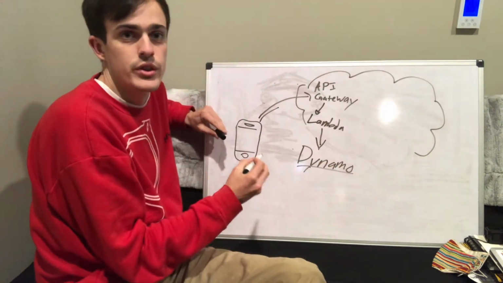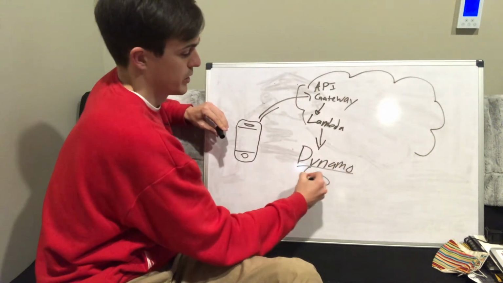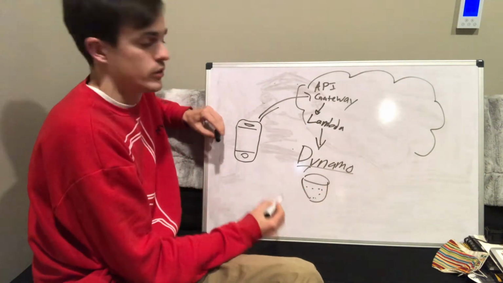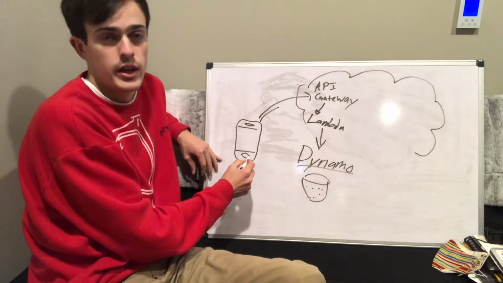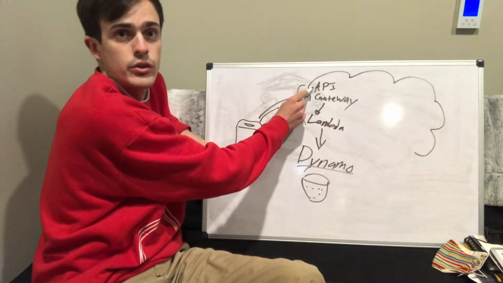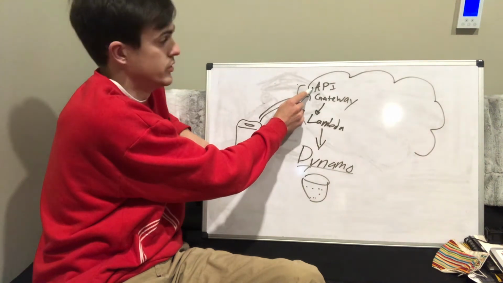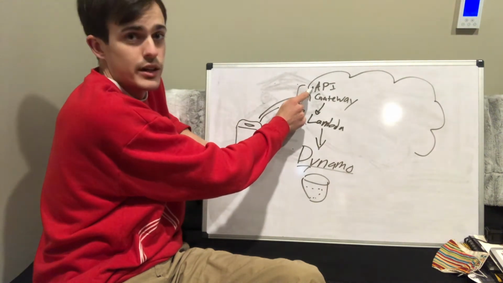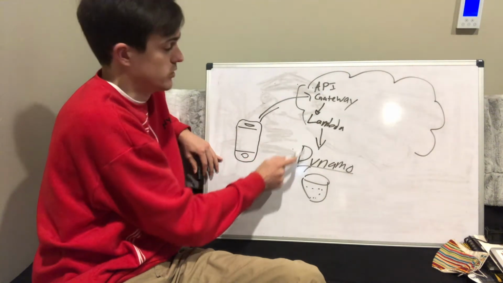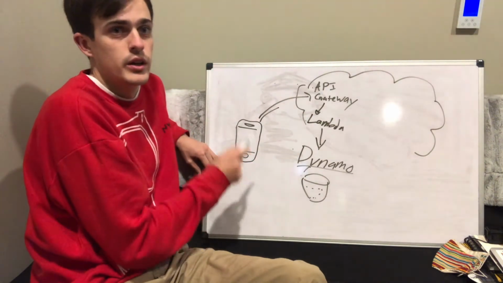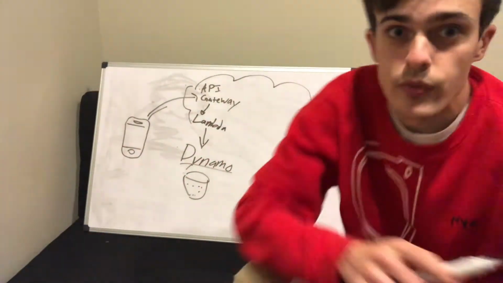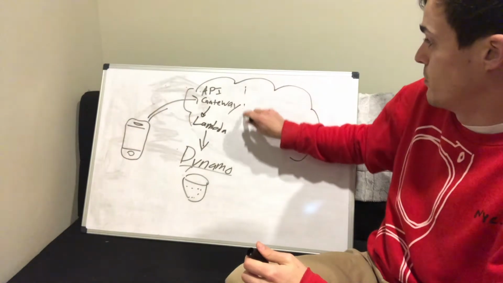So Dynamo is your database. This is just like a big bucket where all of our metrics are going to go. So the phone says, hey, I'm going to make a web request to this URL. This URL is going to take that data and pass it to this function. This function stores the data. Now, that's what I did last time.